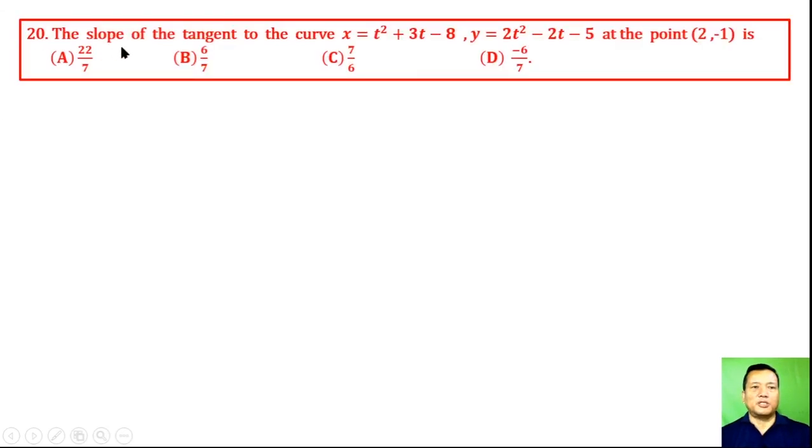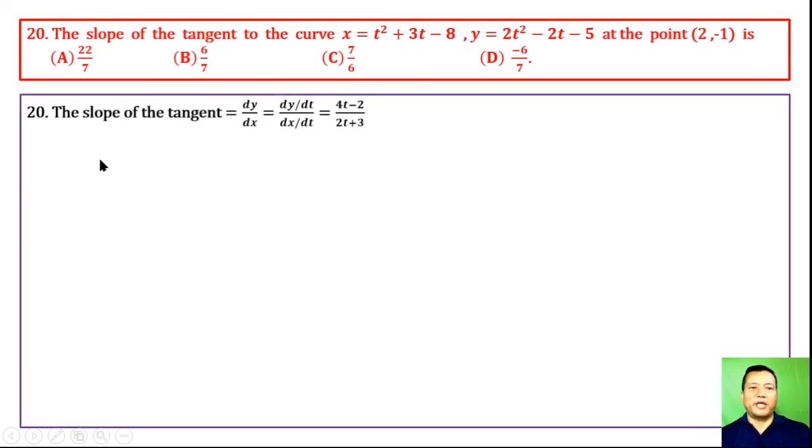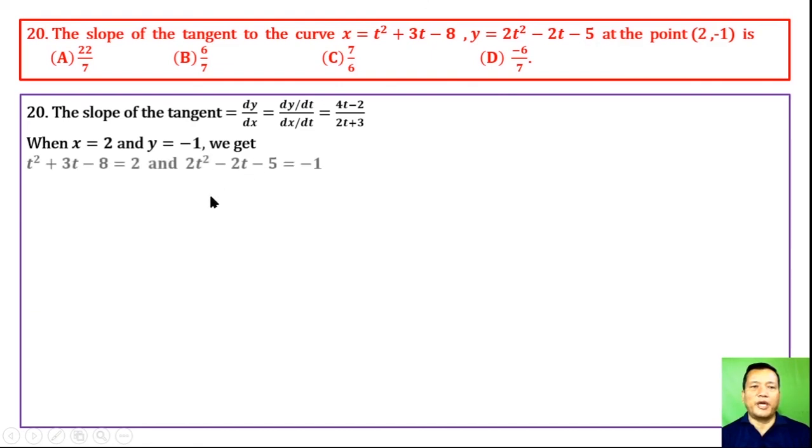Question number 20. The slope of the tangent to this curve at the point is given by dy/dx, which in this case is (dy/dt)/(dx/dt). Their derivatives are this. When x equals 2 and y equals minus 1, we get t square plus 2 thrice t minus r equals 2, and this equals 1 minus 1.